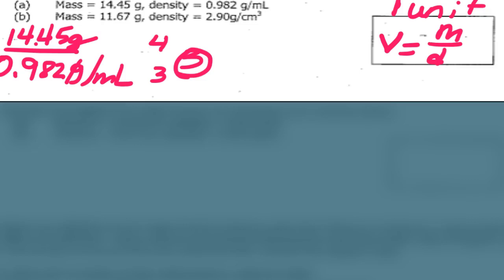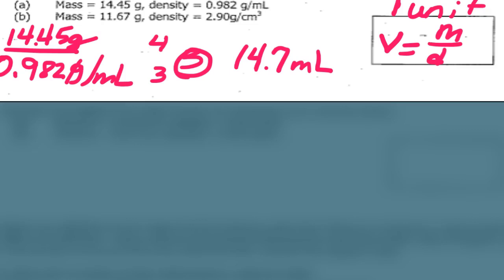So I'm going to go ahead and plug this in. I've got 14.45 divided by 0.982. Now my calculator gives me 14.71, but we're going to stay right there at 14.7 milliliters. That is our final answer for letter A.